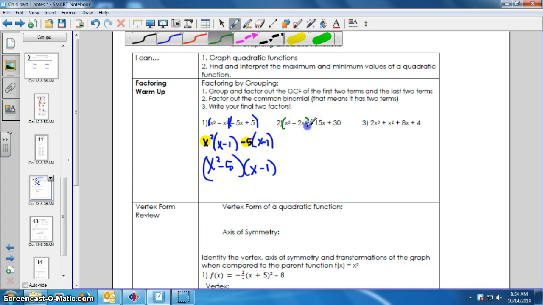Again, group. Now pull out the greatest common factor of each. Put those together, make sure your parentheses match. So pause the video, try 2 and 3 on your own. Again, you need to be practicing factoring.